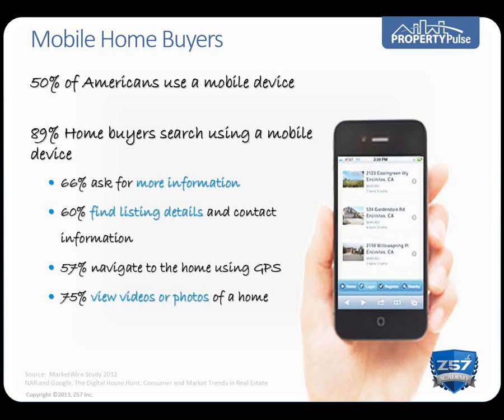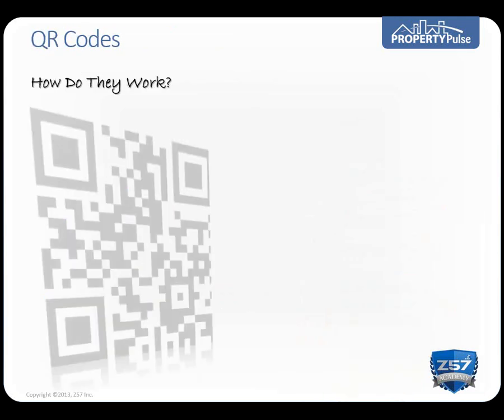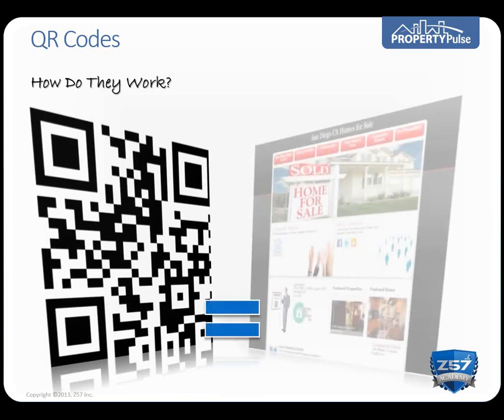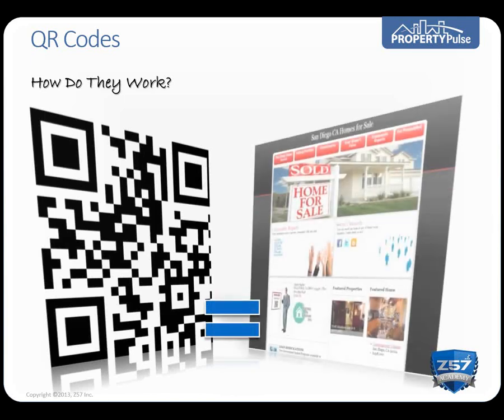QR codes will connect you to these consumers. So a QR code embeds information within a barcode that can be scanned using a QR code reader by a mobile device, such as a smartphone or a tablet. And the URL could either be your website, directing a user to the home page of your site, or the QR code could be for the URL of a single property website, directing the user to a specific listing.